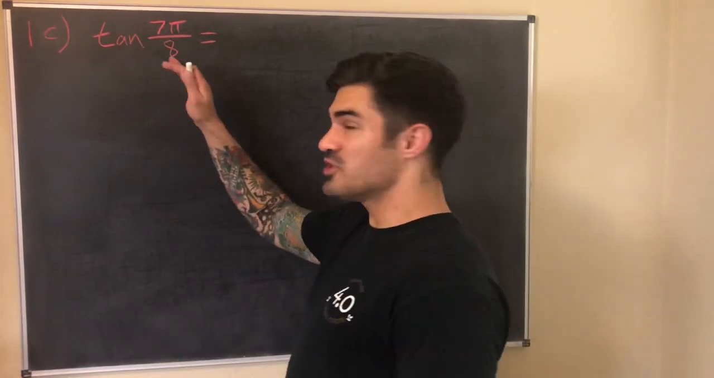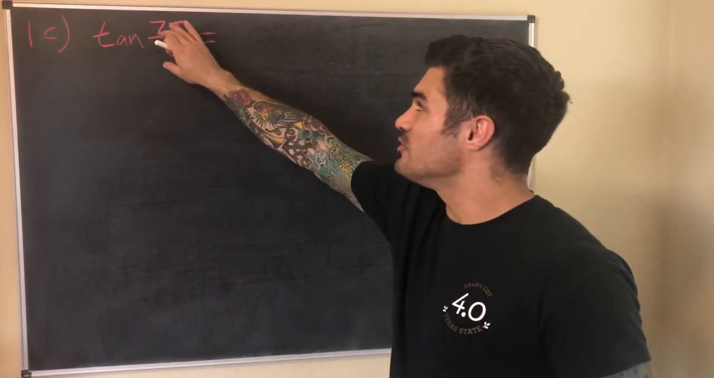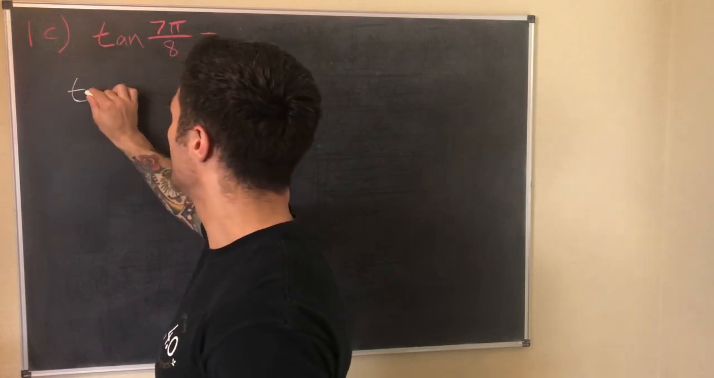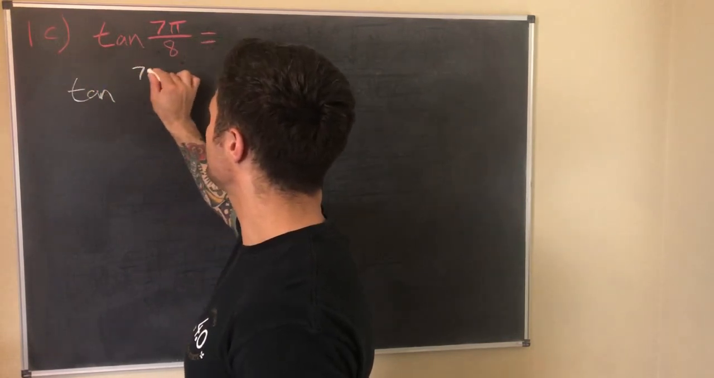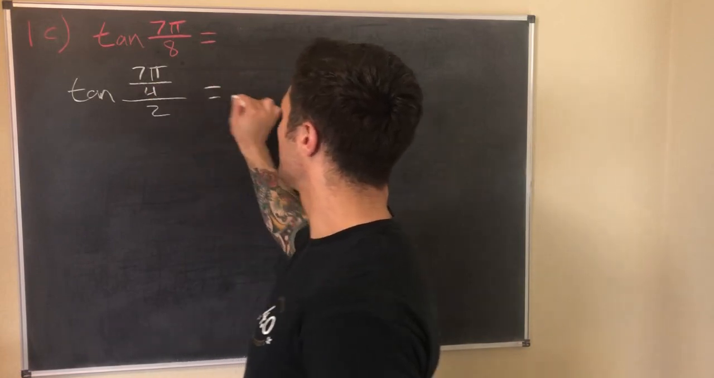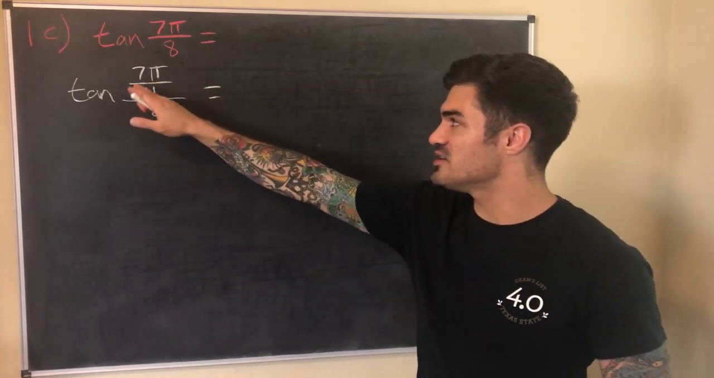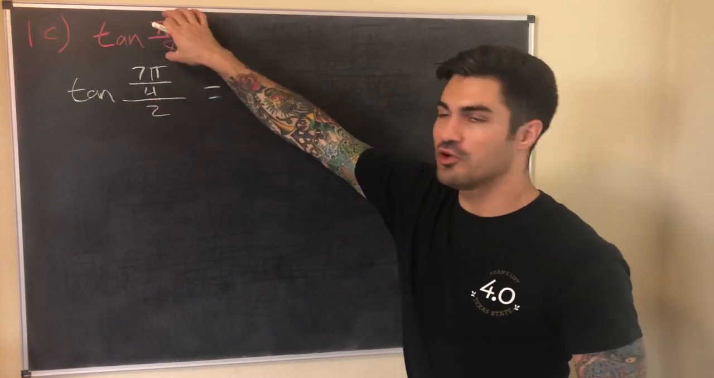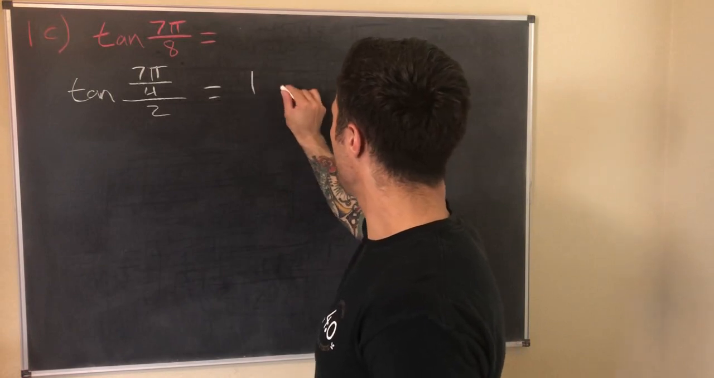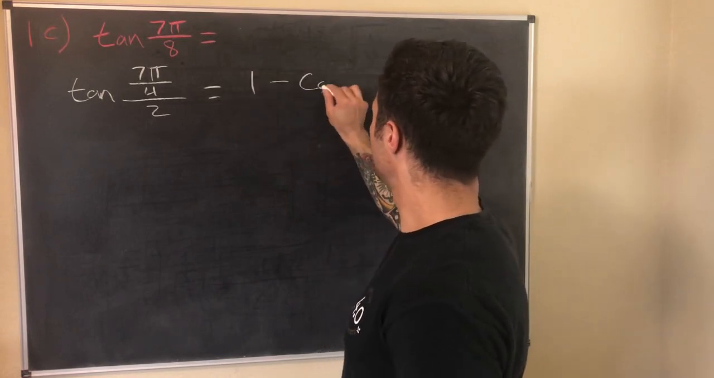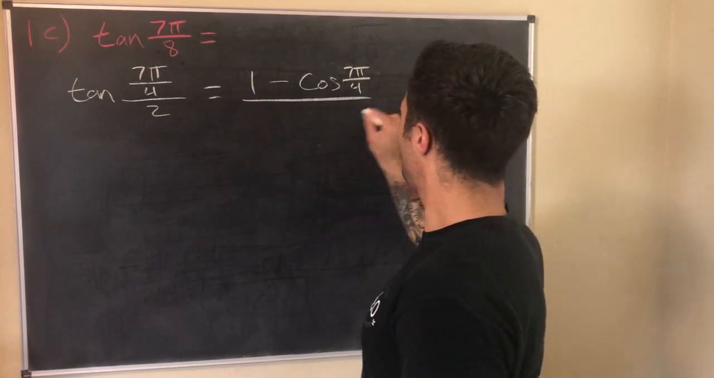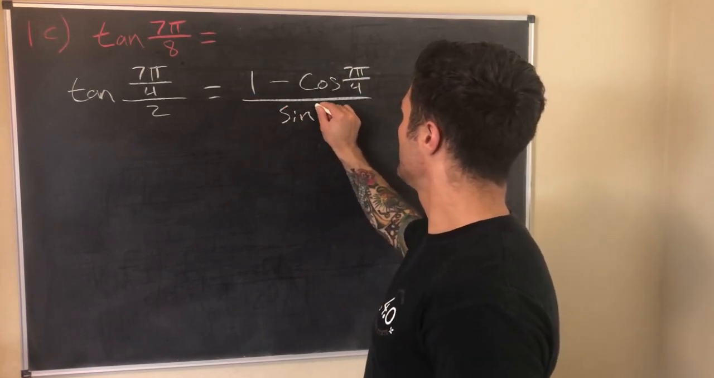Okay, so I want to start out the same way. I want to write this angle as something over 2, right? So I use the same sort of little shortcut, which is I cut the denominator in half and I write it over 2. That always works out, right? So my theta in this case is 7 pi over 4. And my theta over 2 is the original angle, right? So this is equal to 1 minus the cosine of 7 pi over 4 all over the sine of 7 pi over 4.